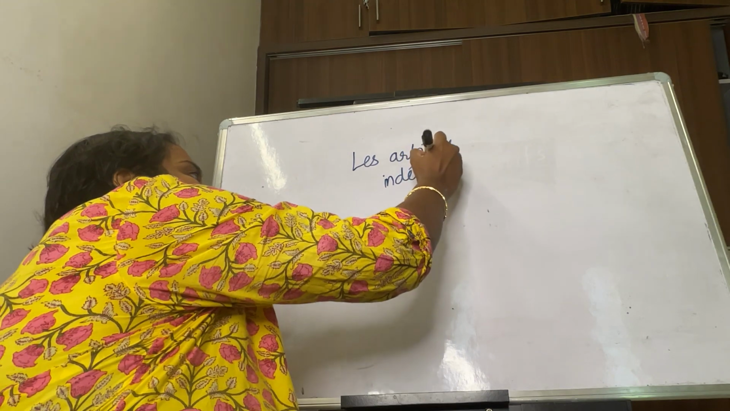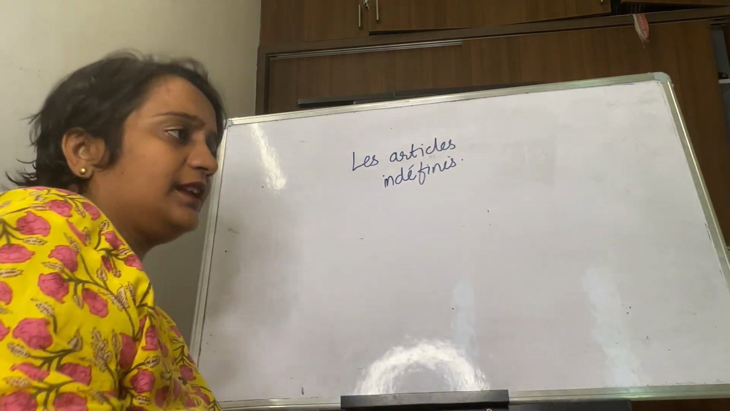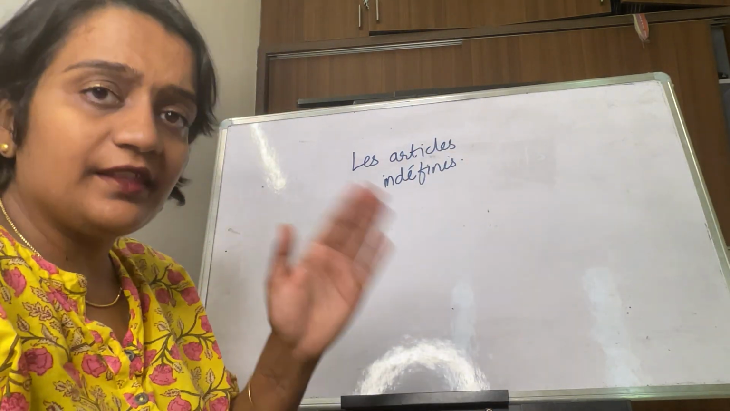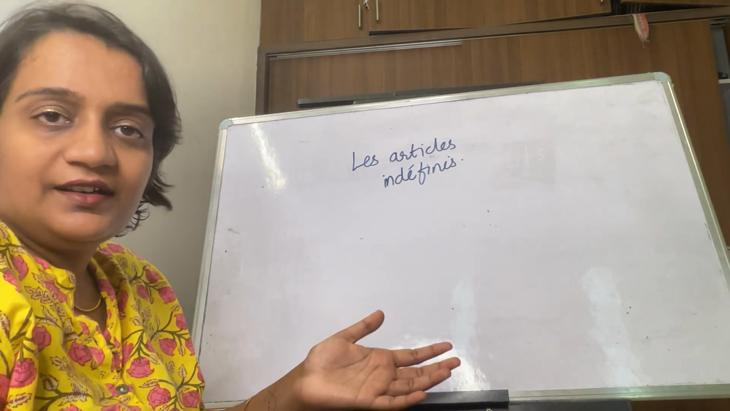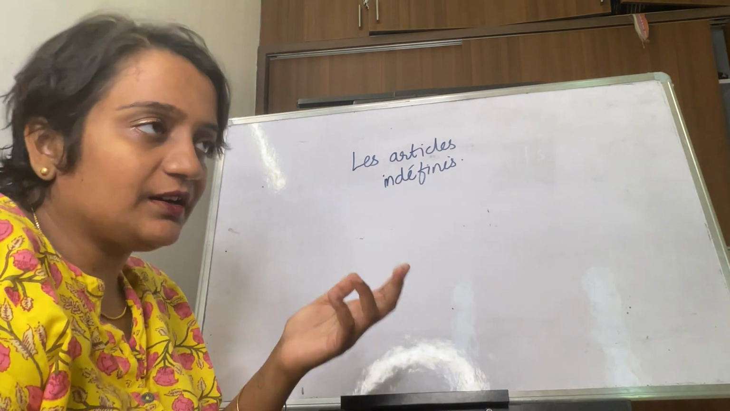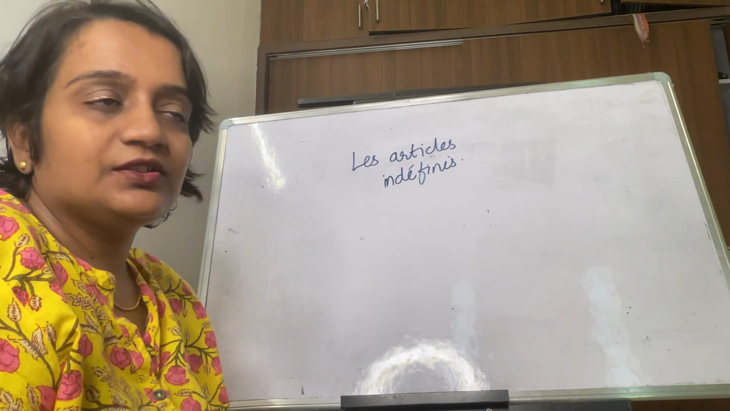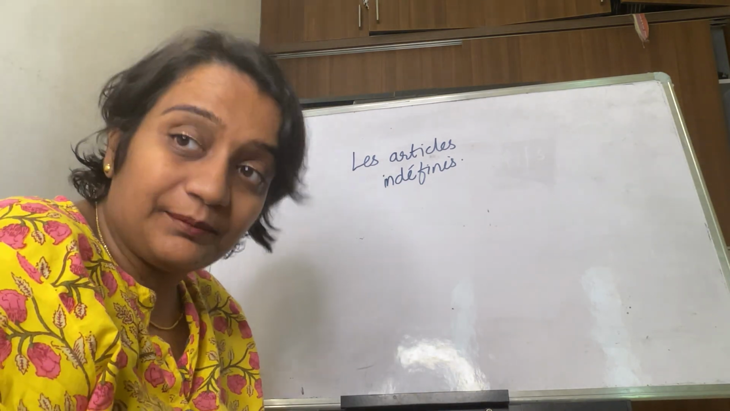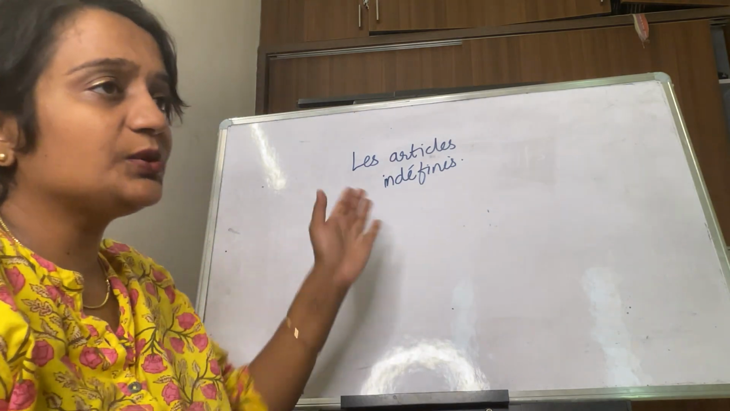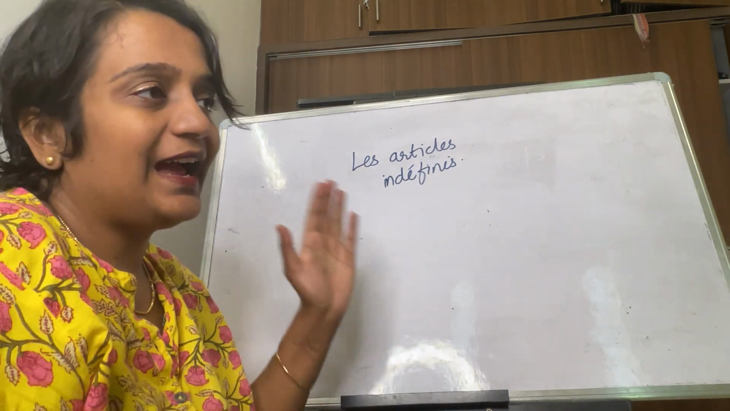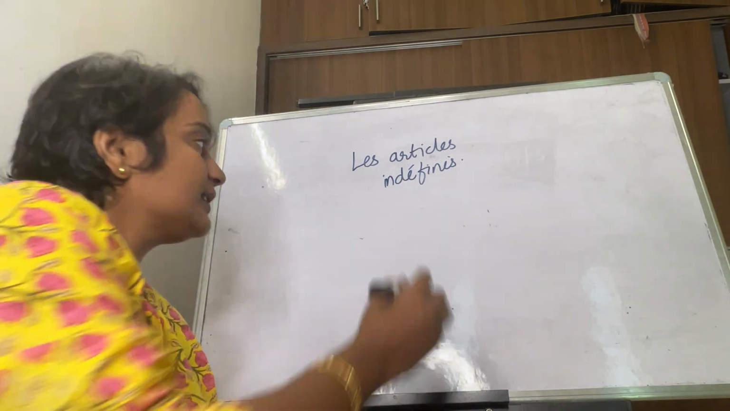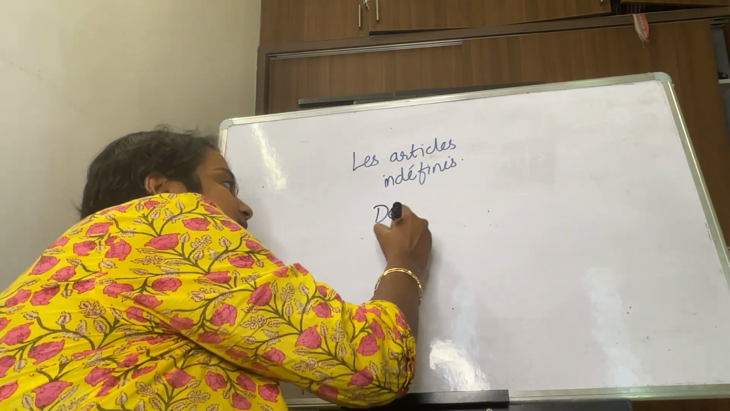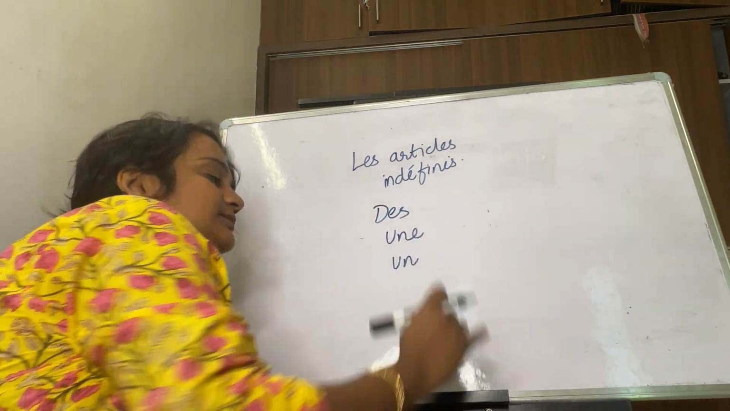Now, what are indefinite articles? Like I said, if instead of give me the book, I say give me a book, right? Or give me a pen, give me a pencil, give me a moment. Those are indefinite articles. In English, you have a, an and some. Some is for plural. What do we have in French? Let's take a look and let's do it in the same order. Okay, so we have des, une, un.